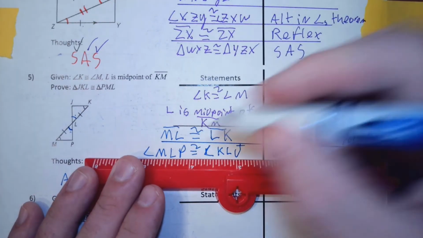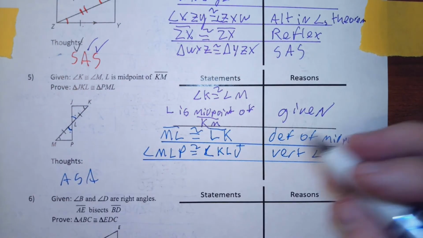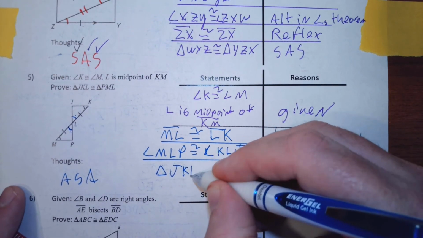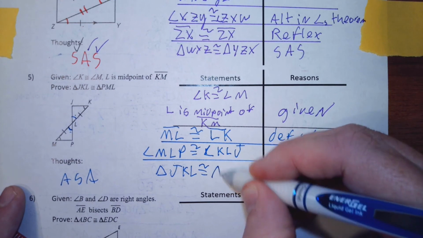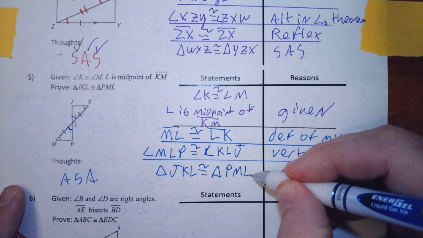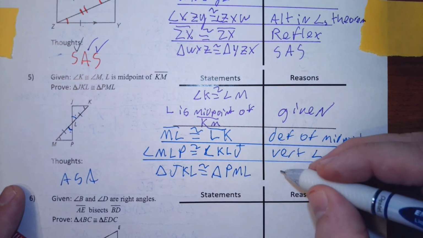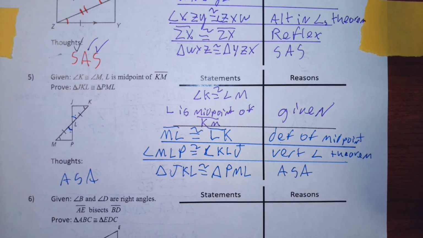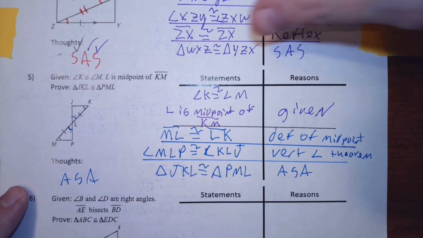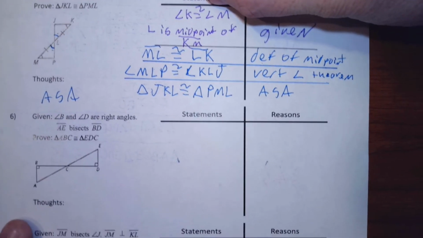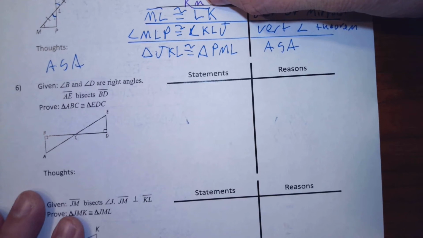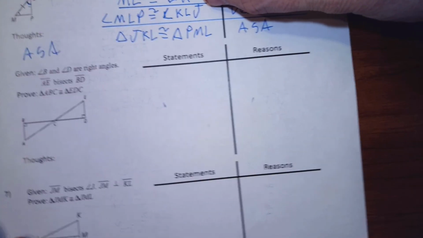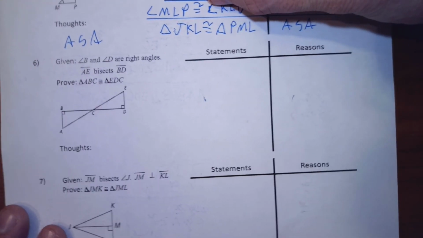Let's draw this here. And we'll finish it off with triangle JKL is congruent to triangle PML, and that is because of angle side angle. So moving on down the road. Okay, let's see if I can get down here enough. Went the wrong way. Straighten it up.